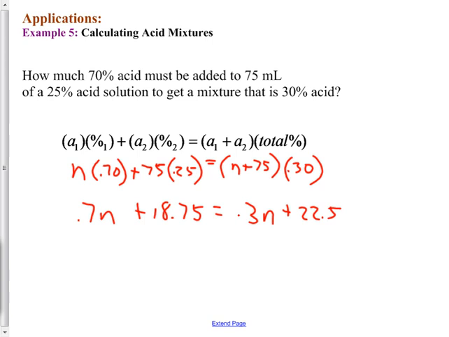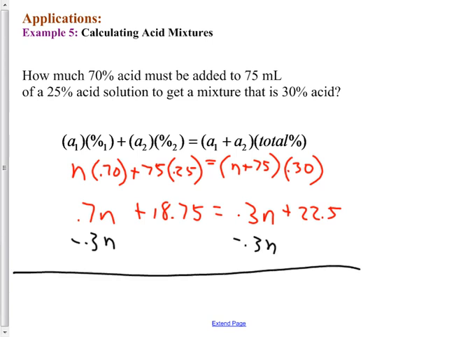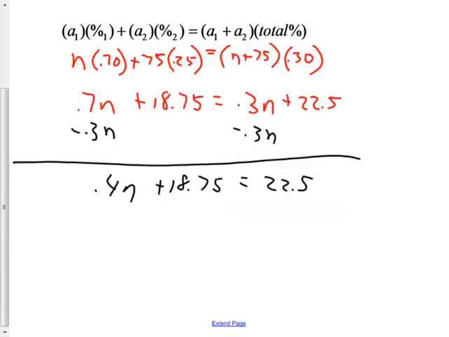Okay, so next I get these numbers, I put them together, and I got to get rid of the N's on both sides of the problem. Get rid of the smaller one always, because then your answer will come out to be a positive N if you get rid of the smaller one. And then I need to take 22.5 minus 18.75, 3.75. 0.4 N is 3.75.